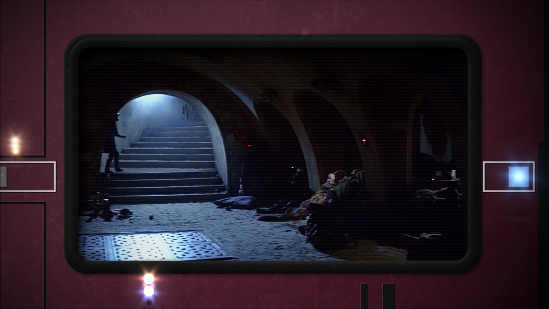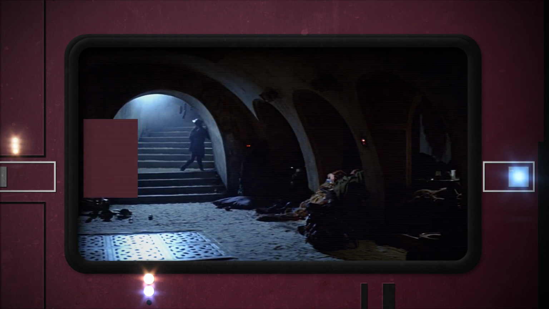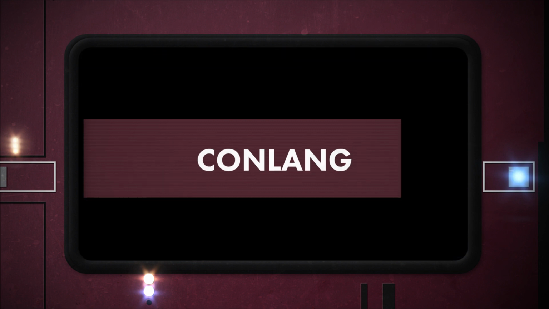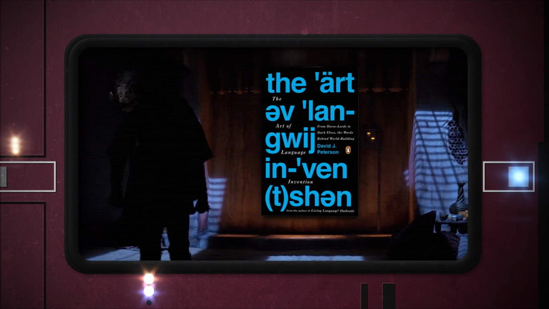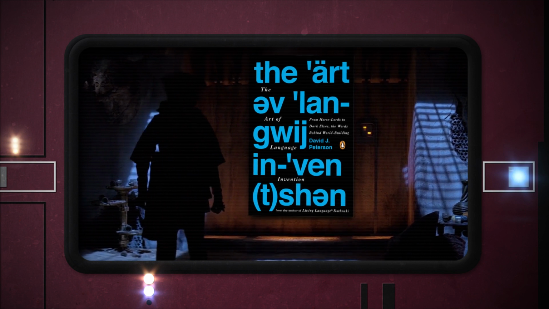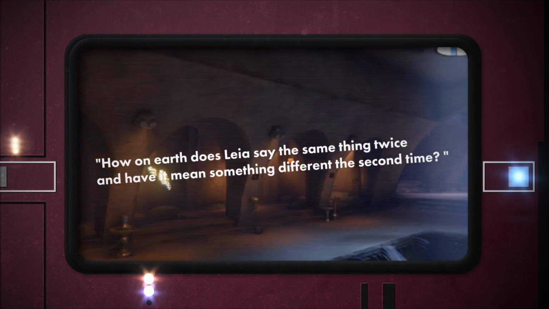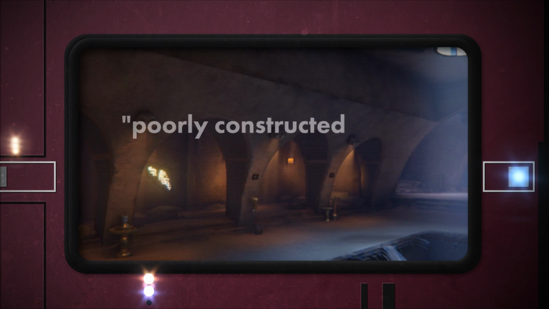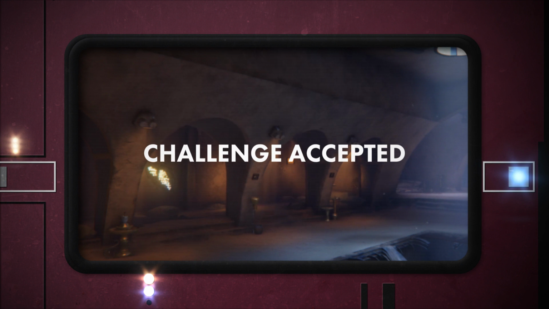It might be kind of surprising, but this language has actually gotten some attention in the constructed language, or conlang, community. David J. Peterson, who developed the Dothraki language for Game of Thrones, actually makes an example of this language in his book, The Art of Language Invention. Peterson has a somewhat dim view of Ubese, though. After struggling to justify the limited vocabulary and lack of context, he ultimately calls it poorly constructed and not worthy of serious consideration. Challenge accepted.